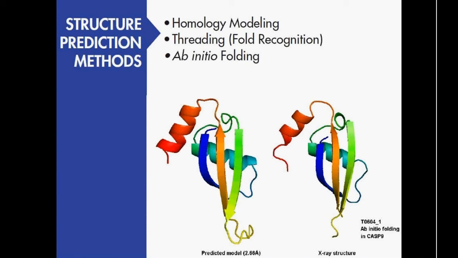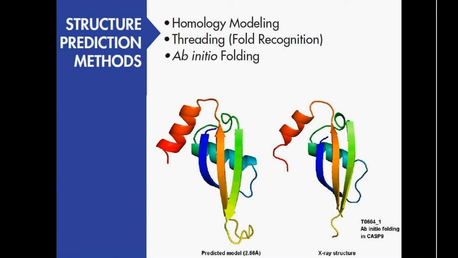The threading method is a method used for harder structure prediction problems and will require a similar structural fold to the predicted protein. Now, this method is usually successful for about 50% of all proteins. And finally, ab initio folding is for the most difficult prediction cases, which require intensive calculations on the biophysical principles of the protein. Because of this, ab initio folding works best for small proteins that are about 100 residues in length.